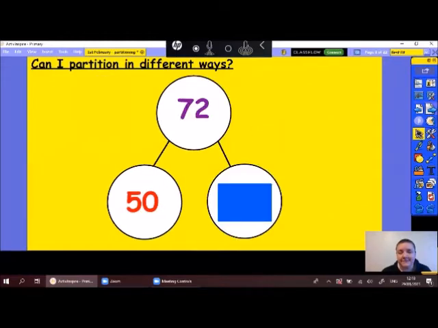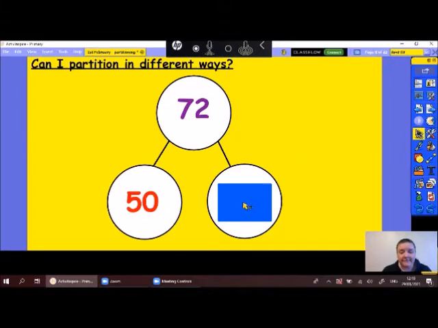But we don't just have to partition 72 into tens and ones. We can do it any way we like, as long as these 2 numbers add together to make 72. So I've put 50 in one of my circles. Can you work out what belongs in the other circle? Pause the video if you need to work it out.